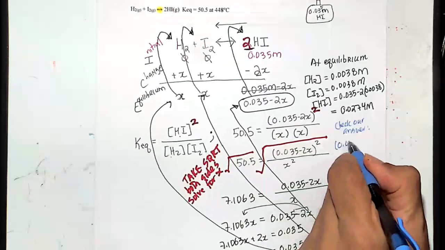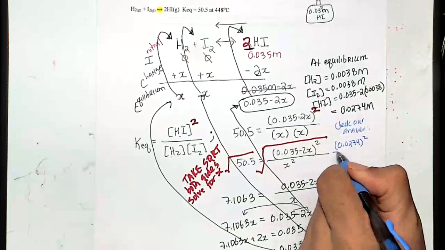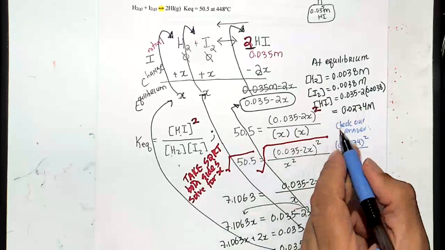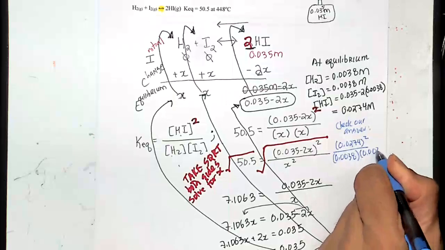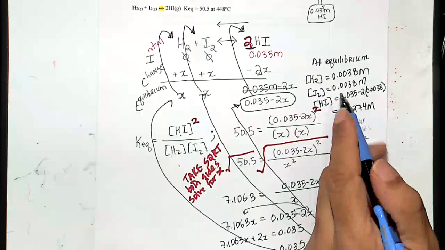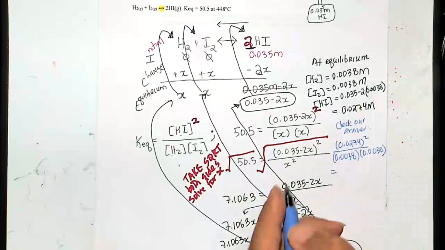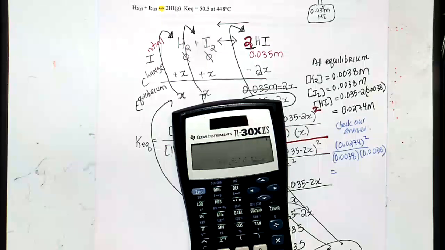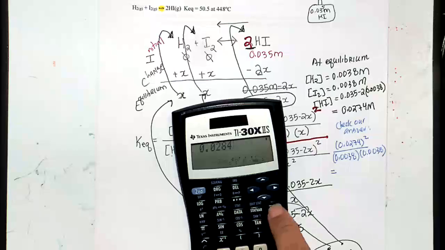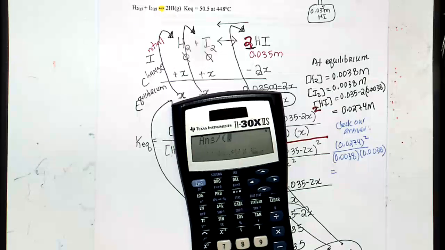So H I squared is 0.0274 squared divided by H2, which is 0.0038, and I2 is 0.0038. We're going to check our answer. And what does that equal to? Let's do that quickly on our calculator. 0.0274 squared divided by 0.0038 times 0.0038.